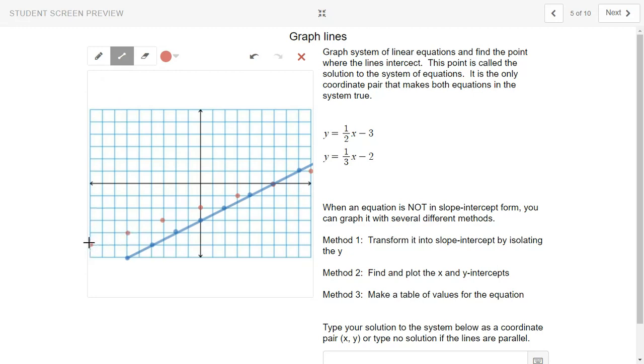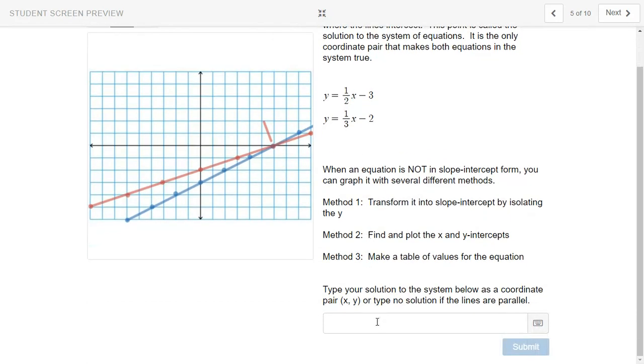All right, this one's a tight one. It's a little bit weird. It crosses right there. And what are the coordinates there? That's going to be from the origin 1, 2, 3, 4, 5, 6. 6, 0. All right. I hope that you're getting the hang of it.